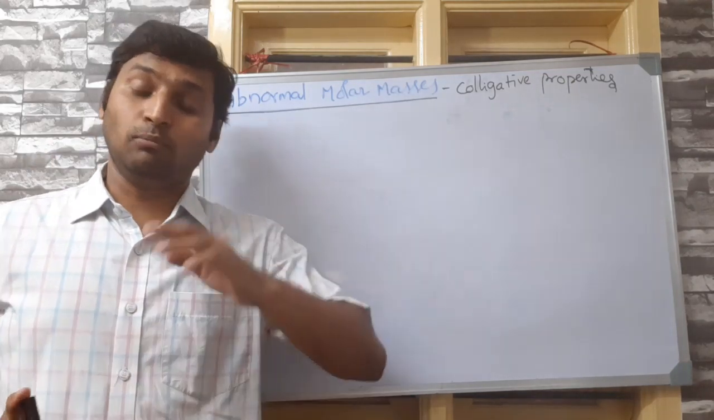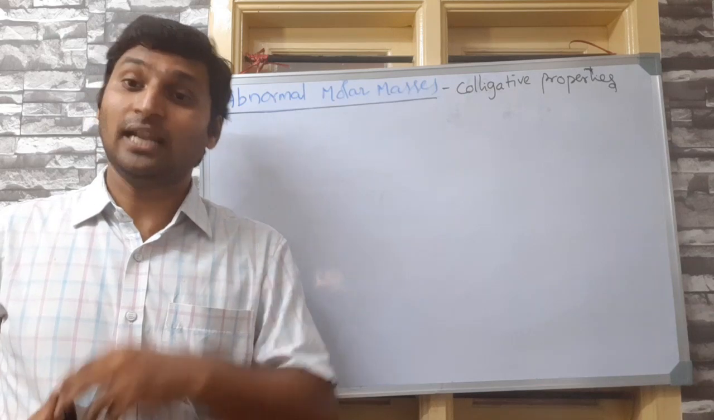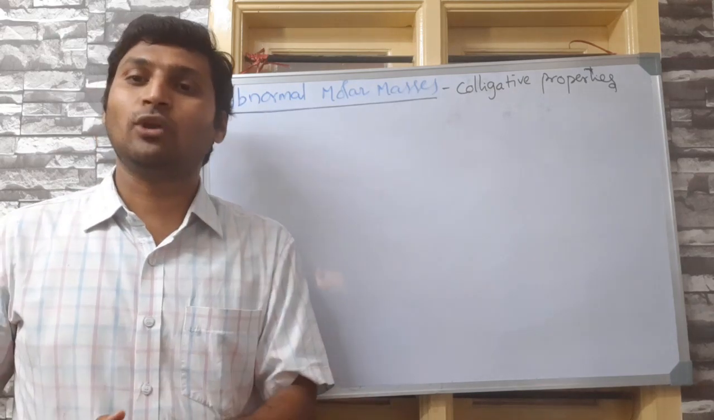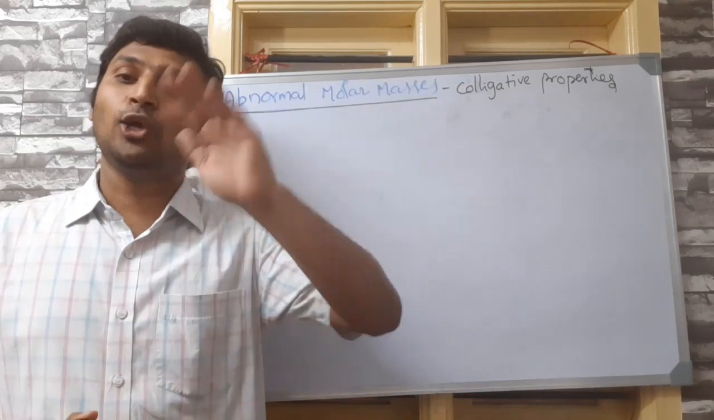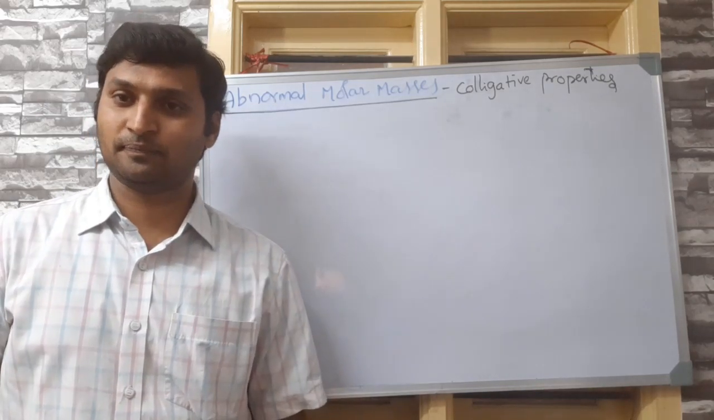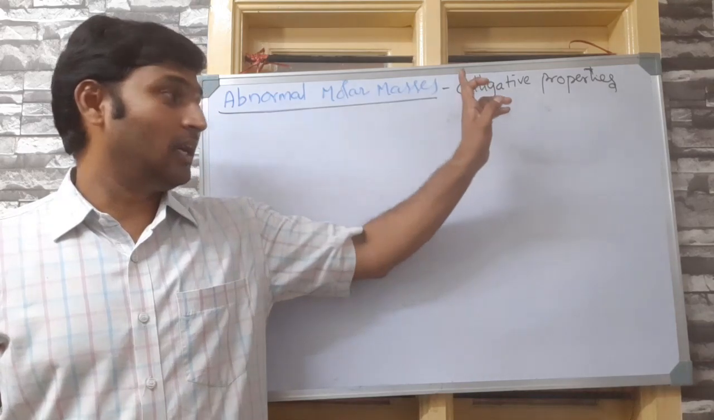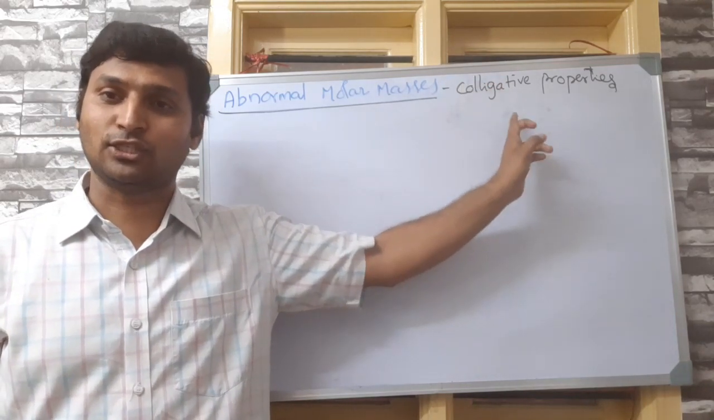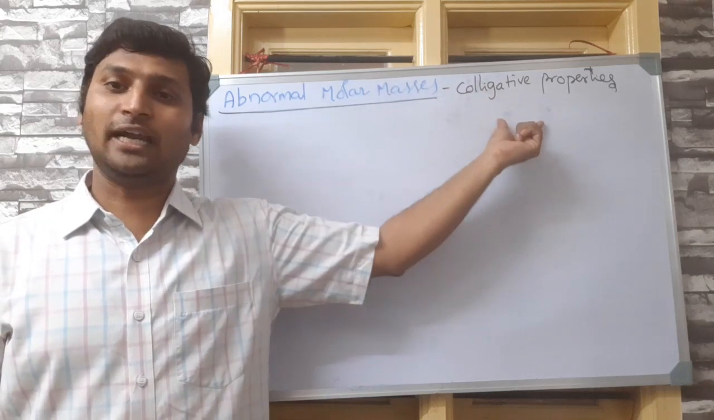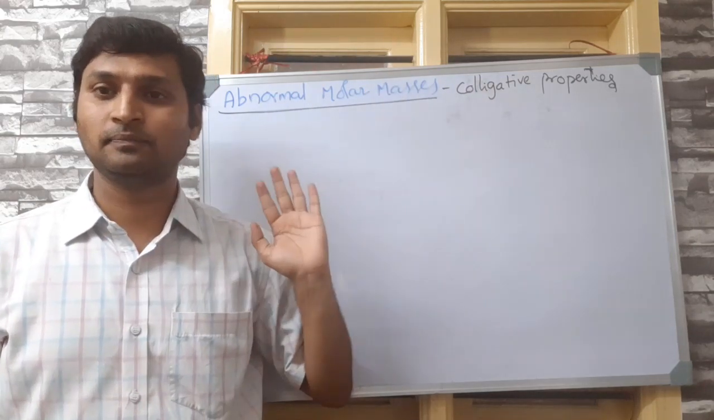Now, if it is an unknown solute, you are finding its molar mass. If it is a known solute, you are verifying its molar mass. Likewise, for determination as well as verification of molar masses of solutes, colligative properties will be highly useful.